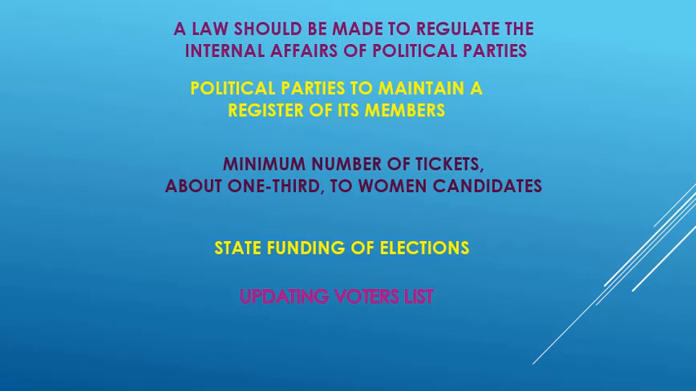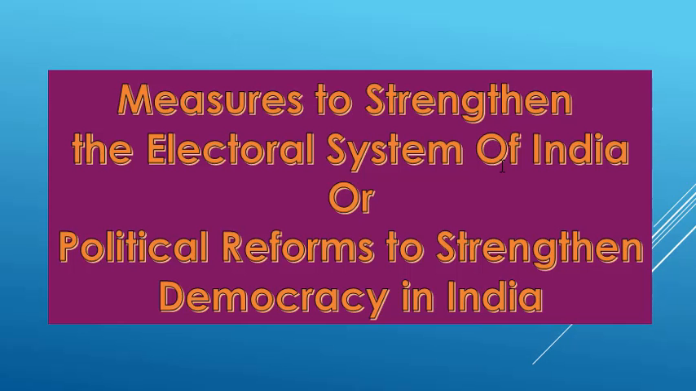Point number 4, the expenses of political parties will have to be funded by the government. I mean state funding of elections. And the final point is about updating the voters list. All the eligible voters of the country should be able to exercise the right of voting. These are the points to be mentioned for this question.